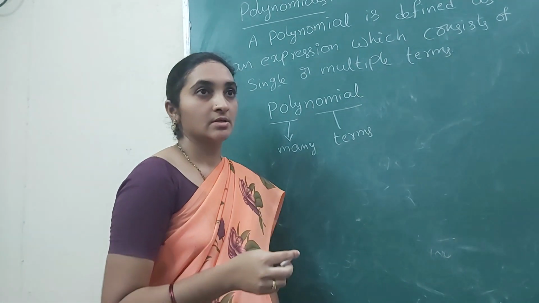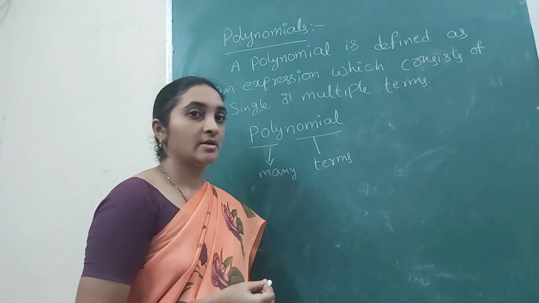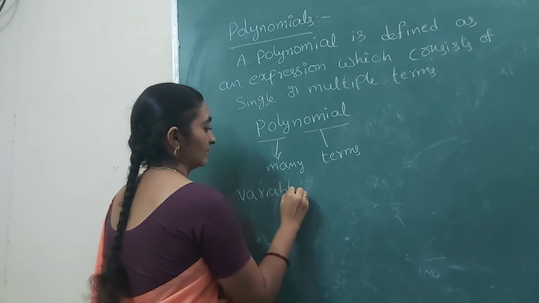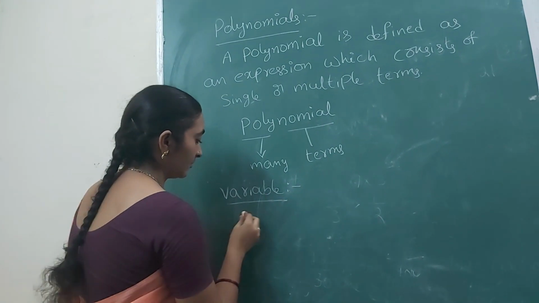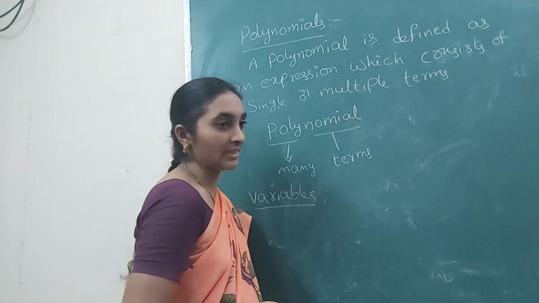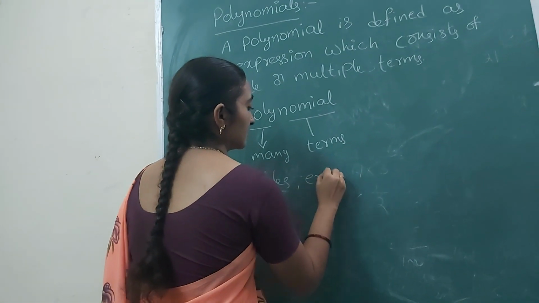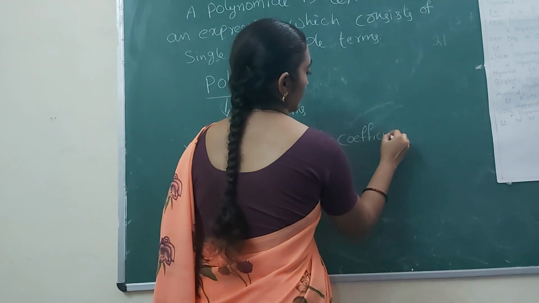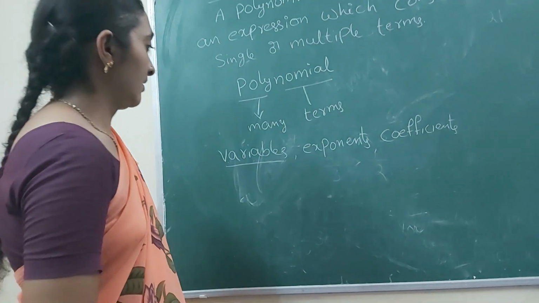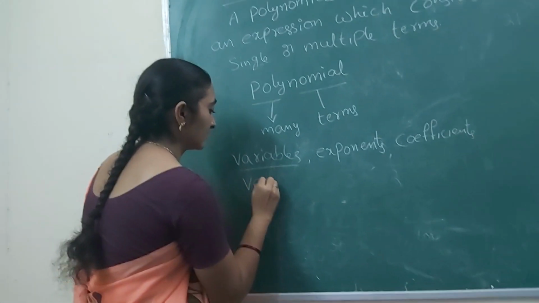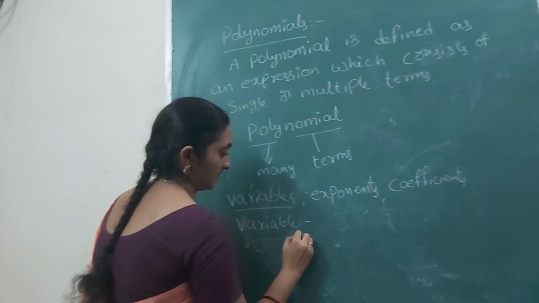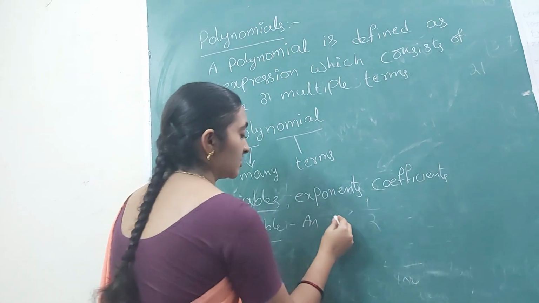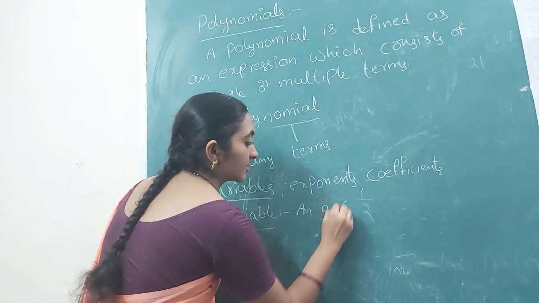A polynomial has coefficients, exponents and variables, etc. Variable means an alphabet which represents an unknown value.